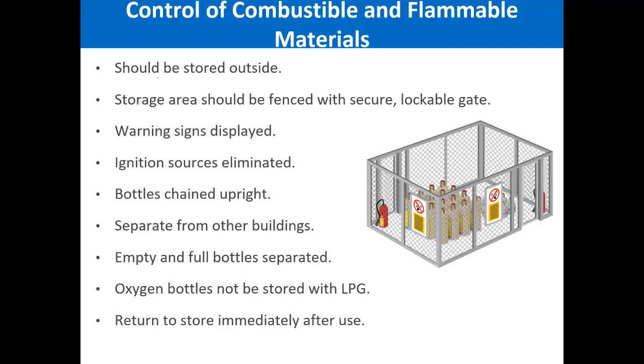Okay, so another control of combustible material is in terms of gas cylinders. Gas cylinders should be stored outside in the open air so that there is adequate ventilation. The storage should be fenced with a secure lockable gate so that nobody can play around with it. Warning signs should be displayed. Ignition sources must be eliminated from near that vicinity. The gas cylinders should be kept upright. They should be fixed to a cage, and they should be in a vertical position. They should not be lying down on the ground.